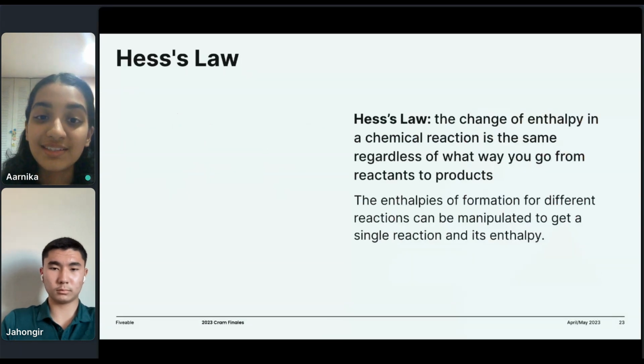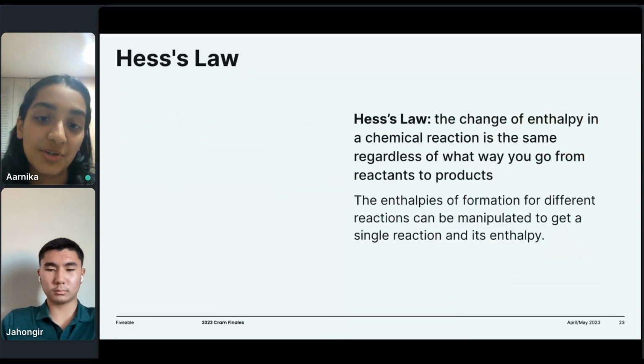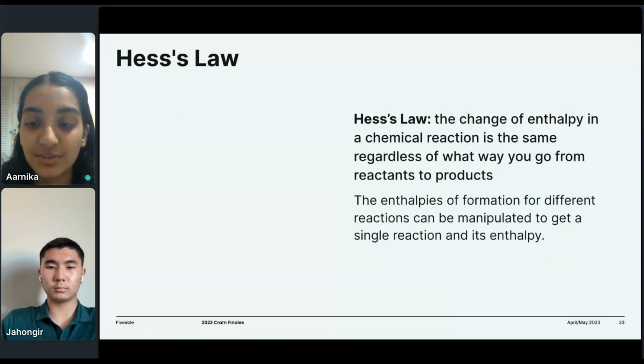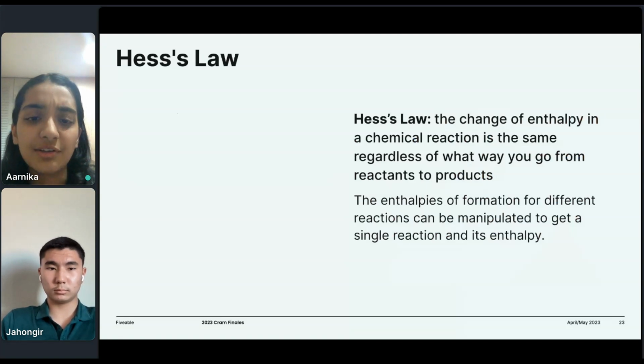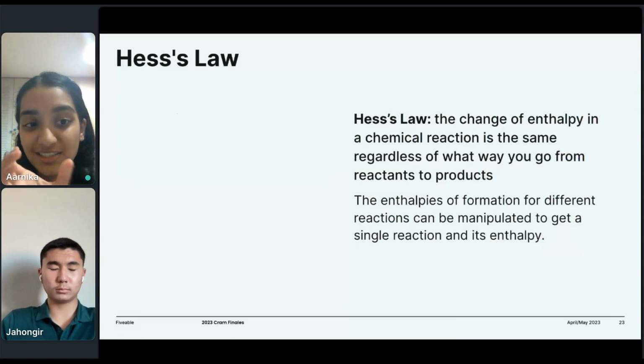Okay, so Hess's law basically says the change in enthalpy of a chemical reaction is the same regardless of the way you go from reactants to products. So the enthalpies of formation for different reactions can be manipulated to get a single reaction that you want, and you can find the total enthalpy of that one reaction.